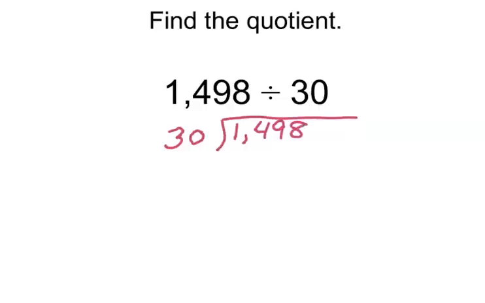Well, how many times does 30 go into 1? It can't do that. Can 30 go into 14? Nope. Can 30 go into 149? Yeah, I think it can go into it, let's say 4 times. I'm going to put a bunch of zeros here just in case we need them. Okay, 4 times 0 is 0. 4 times 3 is 12.